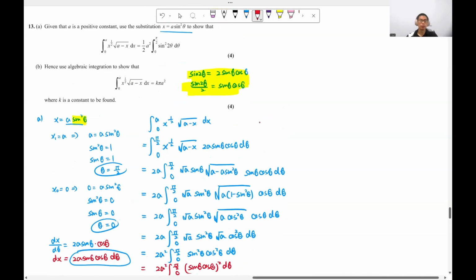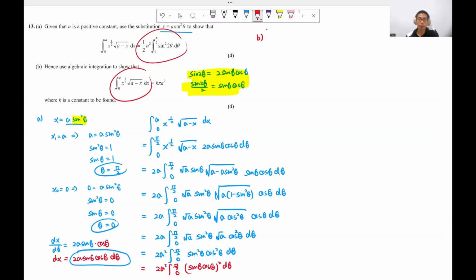Okay, and then for part B, we need to actually integrate it to get into that form. So let me show you how it works. For part B, if we want to integrate this, we already used substitution to change into that form. So we just have to continue from here. So 1 over 2 a square, integral from 0 to pi over 2, of sine square 2 theta d theta.